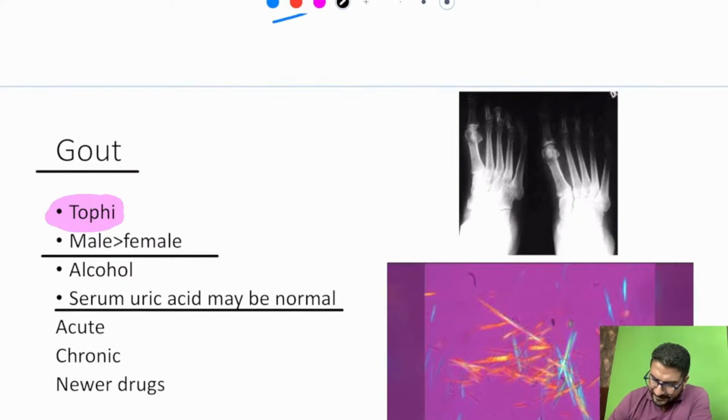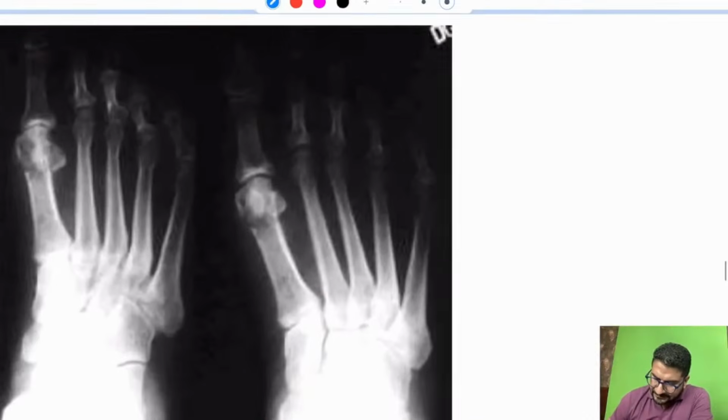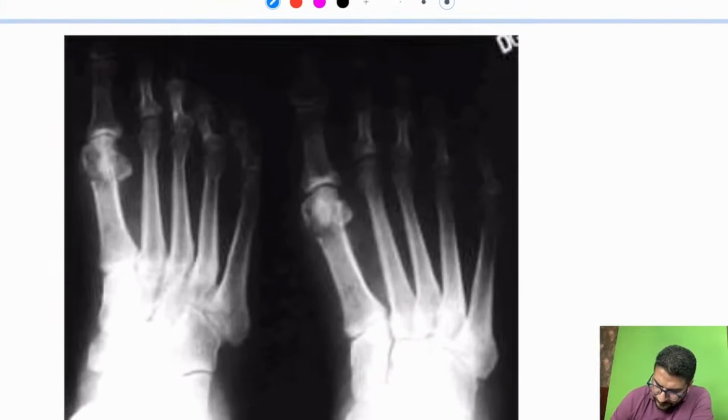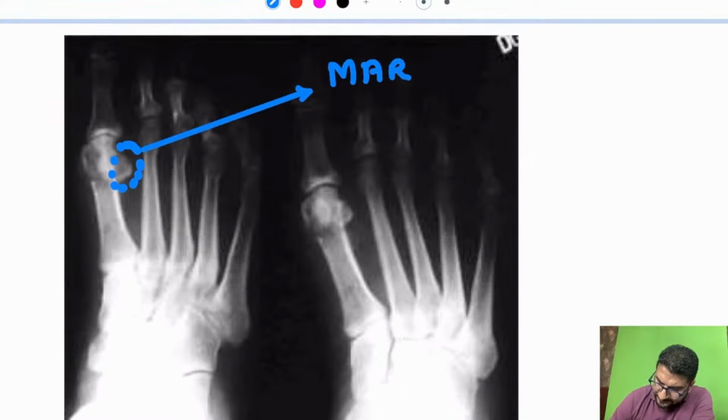Now understand this thing. जब आप एक्सरे कराओगे gout के पेशेंट का, then in this X-ray you will notice this overhanging edges with sclerotic margin. So you will notice this overhanging edges with sclerotic margin. इसको हम बोलते हैं Martel sign.